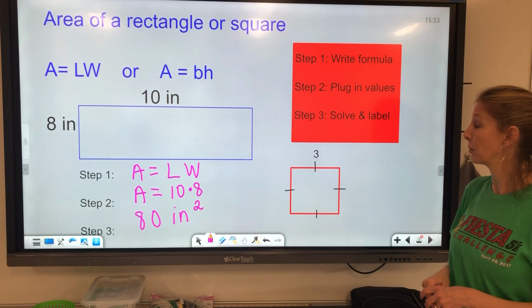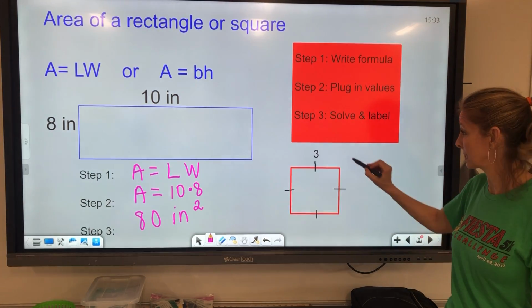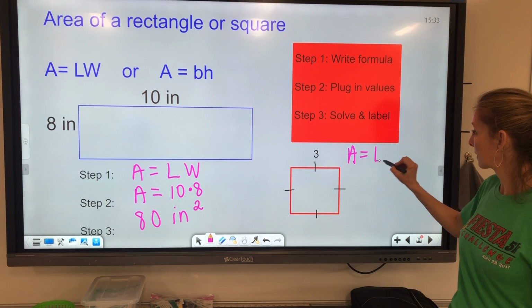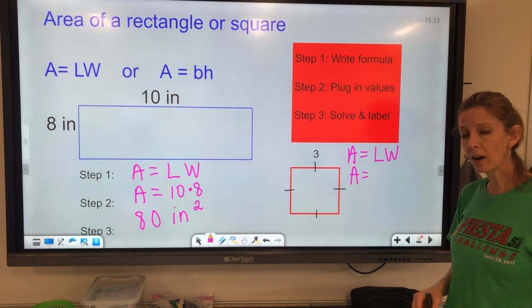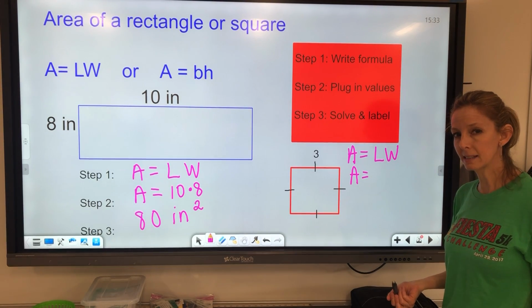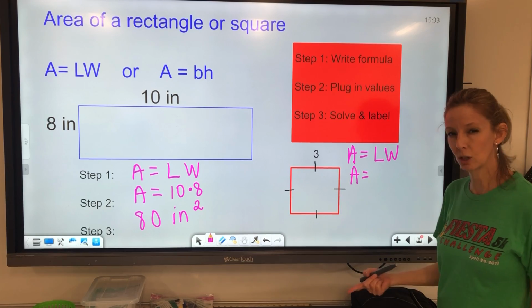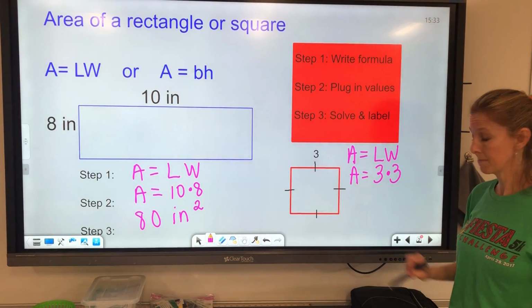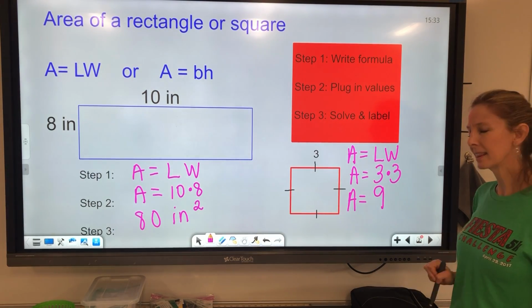Again, we're going to follow these steps. Step 1, write our formula. Same formula as a rectangle, because a square is just a type of rectangle. Length times width. Now if it's a square, you know all the sides are the exact same length. So 3, and we see these little lines here that tell us that it's congruent. 3 times 3. Step 3, we'll solve and label.